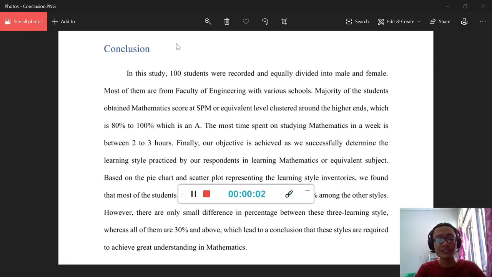As a conclusion, I think we managed to achieve our objectives in doing our project. First, we are able to identify the demographic data among UTM students. We are also able to study the main learning style used by UTM students in mathematics or mathematics-equivalent subjects, and interpret that data in the form of various graphs used in our project.